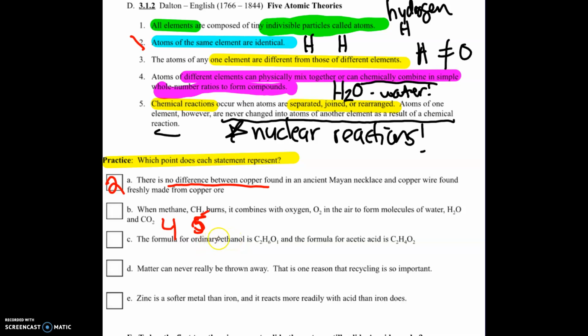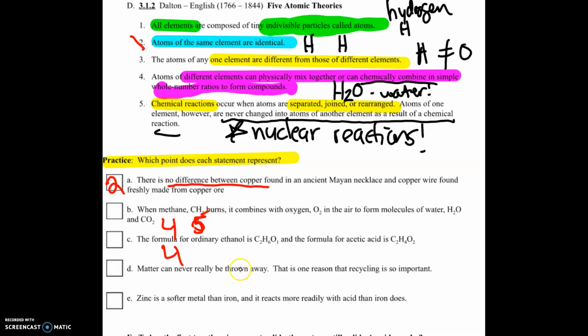C, the formula for ordinary ethanol and the formula for acetic acid. Okay, so C2H6O1, C2H4, those are different. Okay, so what could that be? Chemical reactions, different elements physically mixed together, simple. That seems like maybe number 4. It doesn't seem like number 1, doesn't seem like number 2, probably not number 5. Let's go on to D. We'll come back to that one.